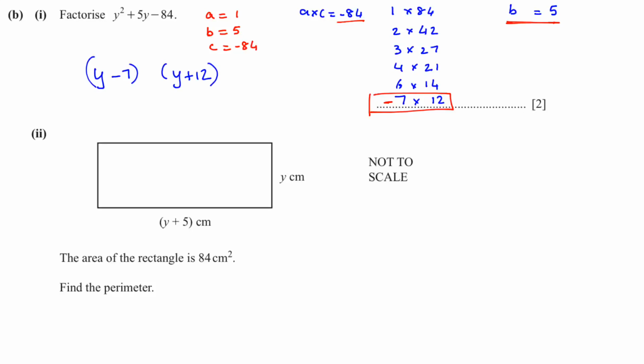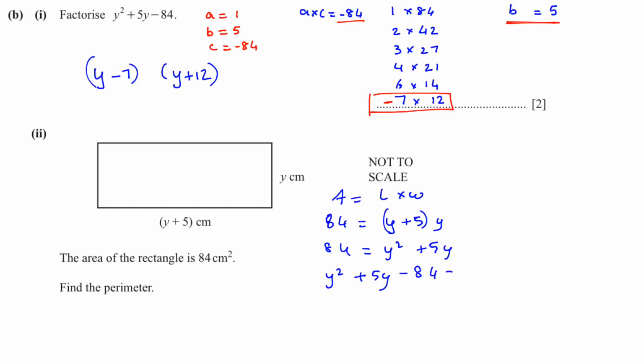In part 2, we have been given a rectangle. The length and the width has been given in y. The area of the rectangle is 84 square centimeter. Find the perimeter. To find the area of a rectangle, we need to multiply length by width. Area is 84. The length is y plus 5 and width is y. We'll expand the bracket. We'll have y square plus 5y. Bring the 84 to the other side so the equation can equal to 0.